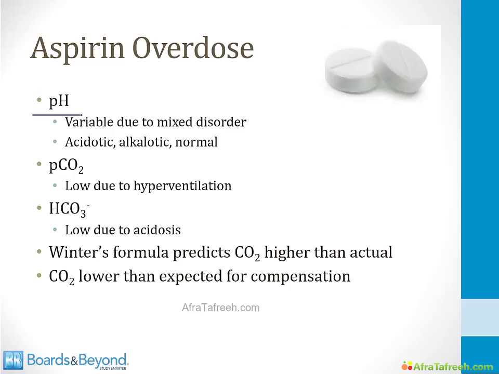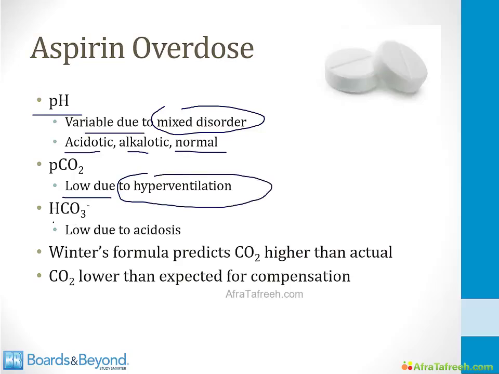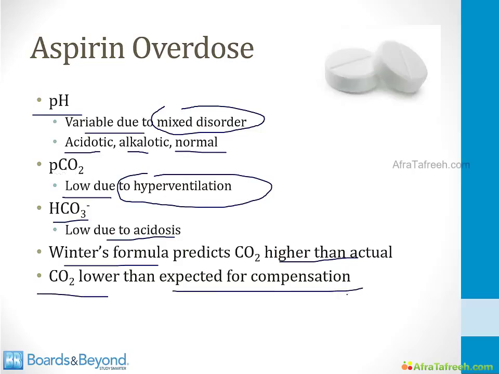The pH is variable, and that's because it's a mixed disorder. So depending on what dominates, the alkalosis or the acidosis, the patient could be acidotic, alkalotic, or even have a normal pH. The PCO2 should be low because patients with an aspirin overdose hyperventilate, and the bicarb should be low because of the acidosis. But the key thing here is that when a patient has an aspirin overdose, if you use Winter's formula to check the carbon dioxide level, Winter's formula will predict a carbon dioxide level that is higher than the actual level. In other words, the carbon dioxide level will be lower than what Winter's formula says is expected for normal respiratory compensation.